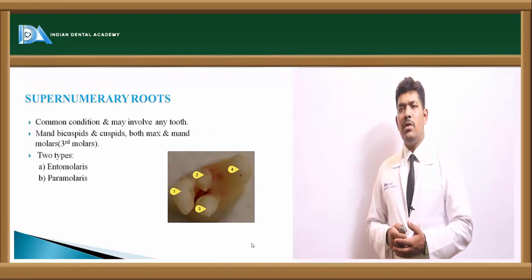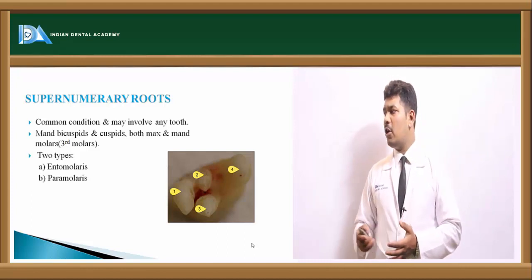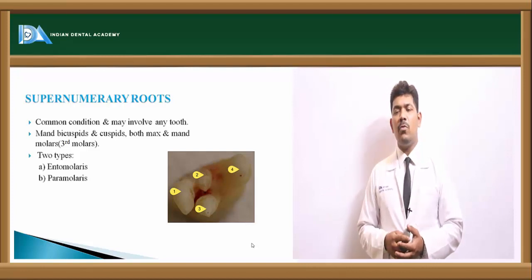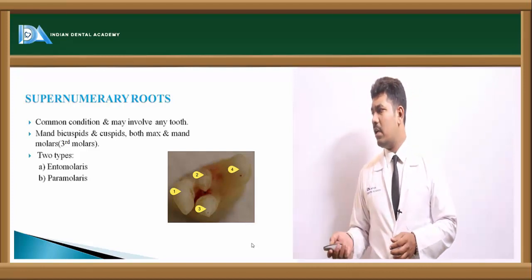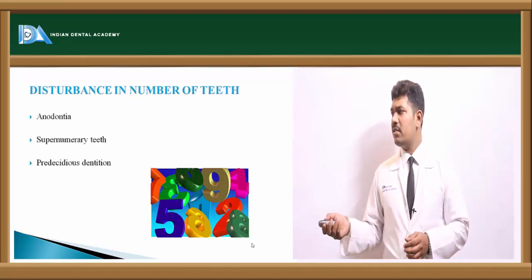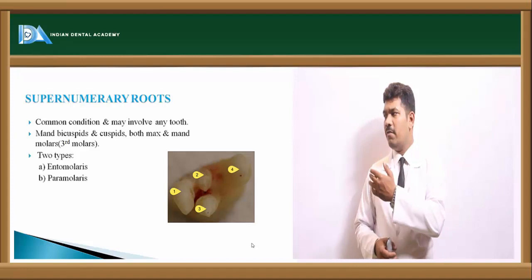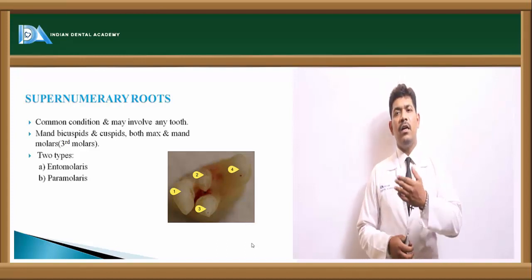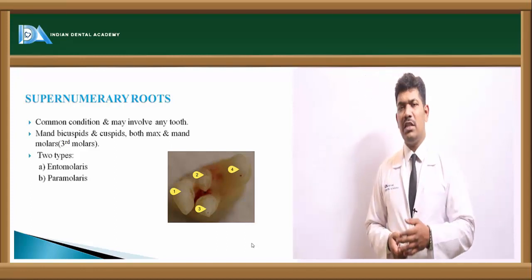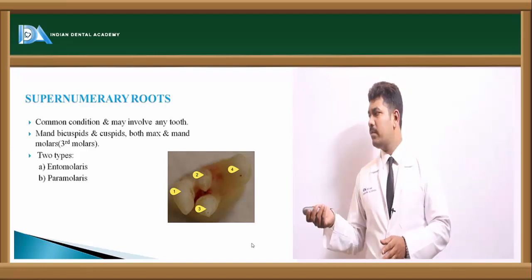Then we have supernumerary roots, again a common anomaly wherein the normal number of roots is exceeded by 1 or 2, predominantly seen in the molars. There are two types of it: one is called the entomolaris, and the other is the paramolaris. Both are similar in shape and structure. The only difference is that in entomolaris we find the supernumerary root on the buccal side, whereas in paramolaris we find the supernumerary root on the lingual side. It is seen both in the maxillary and the mandibular regions, primarily the bicuspids as well as the cuspids.